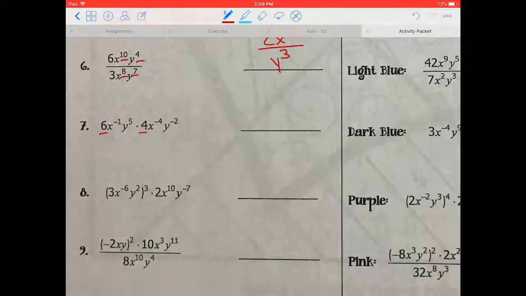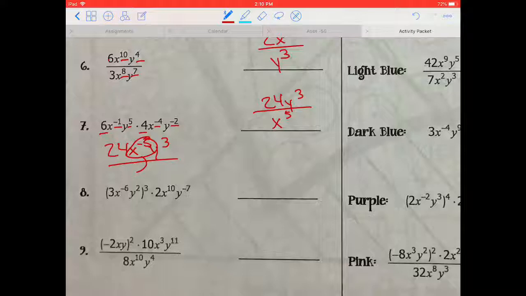6 times 4. Negative 1 minus 4 is negative 5. 5 minus 2 is 3. So the 24 and the y cubed stay in the top. This one has to cross the line and change the sign. So x to the 5th power.